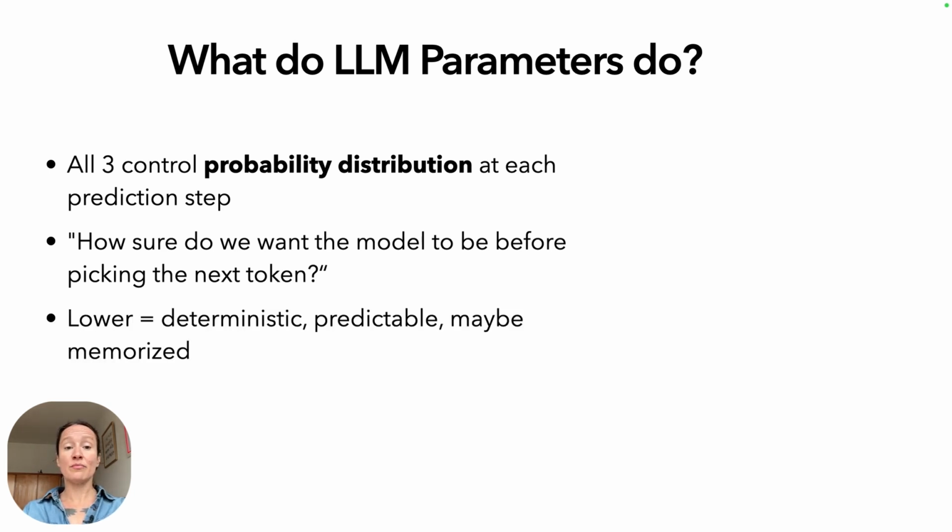The lower it is, the more deterministic, predictable, and, as you already know if you've been watching this channel for a while, maybe memorized. So if you're doing privacy attacks and you want to extract memorized data, setting temperature to 0, or 0.1 or something like this, is a great way to increase the chance that you can extract memorized data. If you're new to what I mean by memorization, check out my series on memorization in deep learning systems.